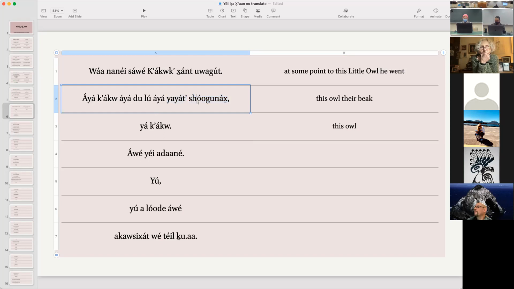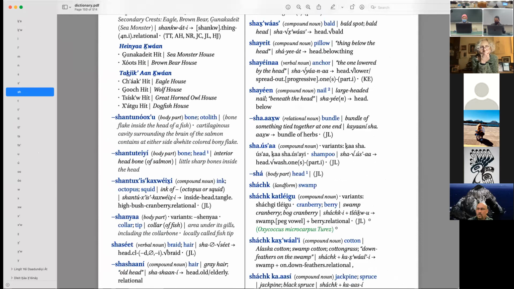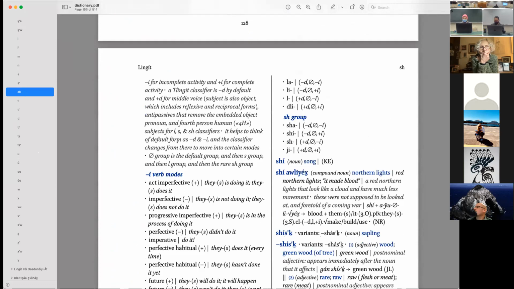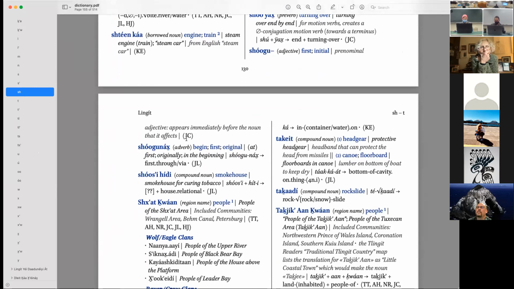So for this one, we're going to go into the dictionary again. We'll go to SH, scroll on down. It wasn't sugar, like shuga. Shuga is sugar. So cute. So here's shugu, first or initial. Shugunach: at first, originally, in the beginning.